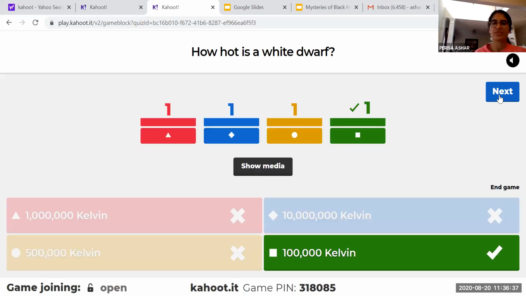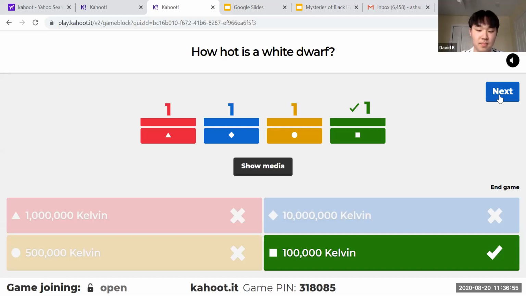So how hot is a white dwarf? Oh wow, this is so funny. I guess one person put their answer in each of the options, but it's actually 100,000 Kelvin. That's how hot a white dwarf is.